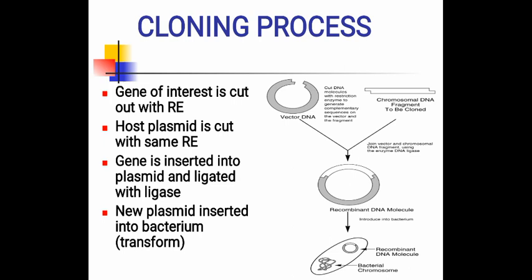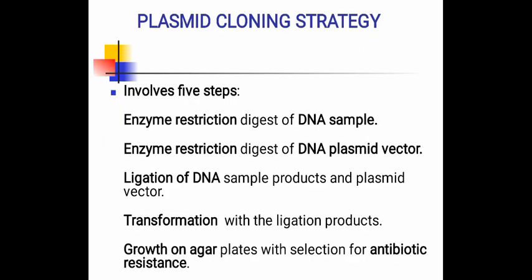Then the plasmid is inserted into a bacterium. This insertion of plasmid into bacterium is transformation. It mainly involves 5 steps: restriction enzyme digestion of the DNA sample, restriction enzyme digestion of the plasmid vector, ligation of the DNA sample products and plasmid vectors, transformation with the ligation products, and growth on agar plates with selection for antibiotic resistance.